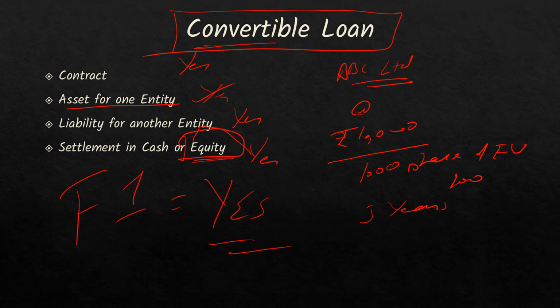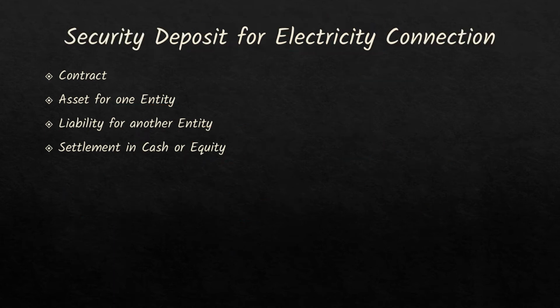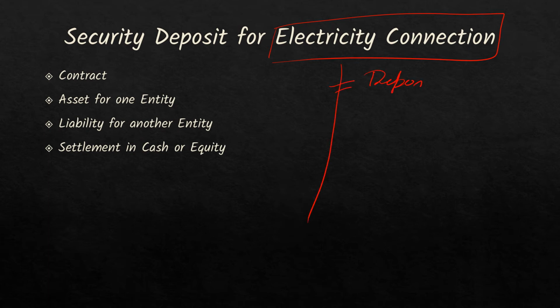Okay, let's see some more examples. For your premises, you need an electricity connection. You go to the electricity company. That electricity company asks for a deposit. They say that we will give you a meter, or we need some kind of security so that we are sure that there will be no bad debts. Once you surrender your connection, you will be getting back your money.